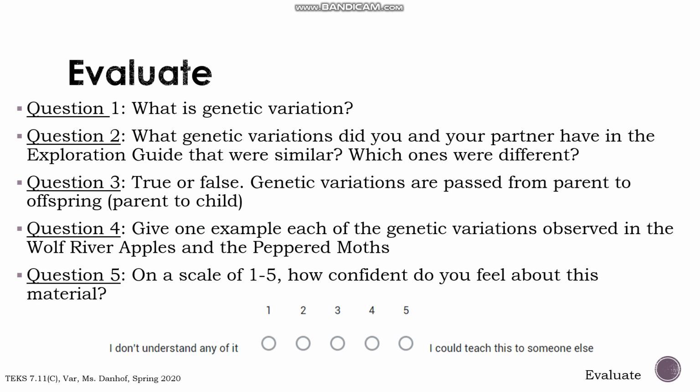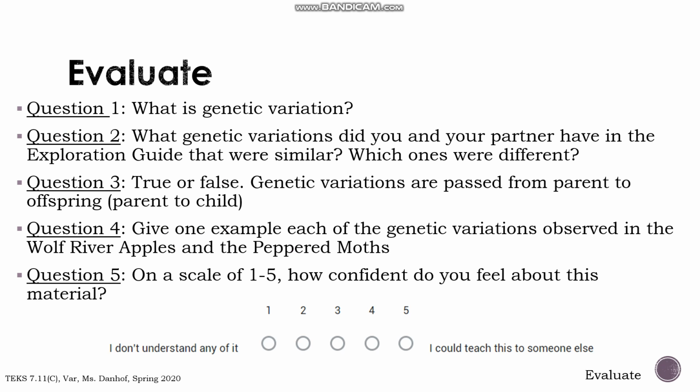Question 4, give one example each of the genetic variations observed in the Wolf River apples and the peppered moths. That is, again, in the exploration guide. They should have written down some, as well as done a think, pair, share with a partner.